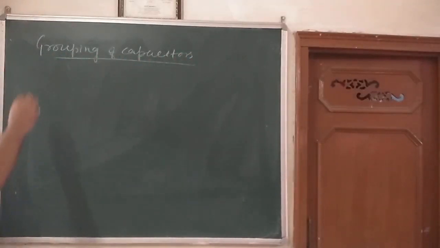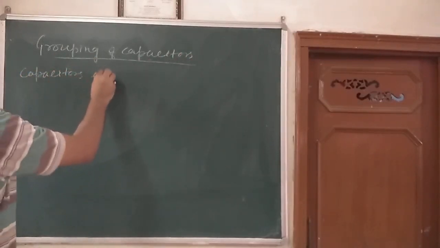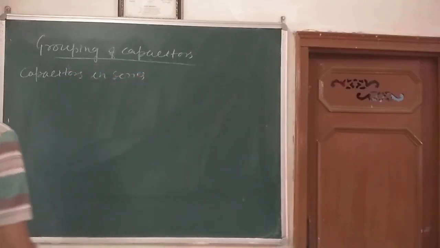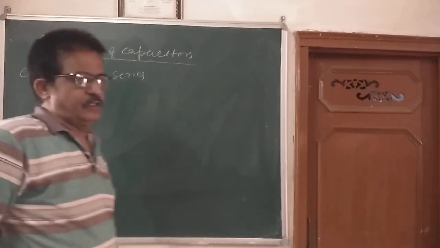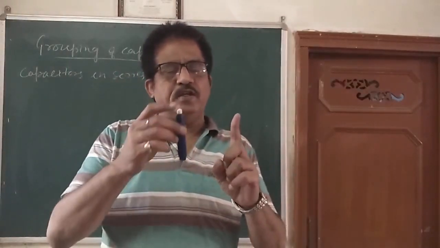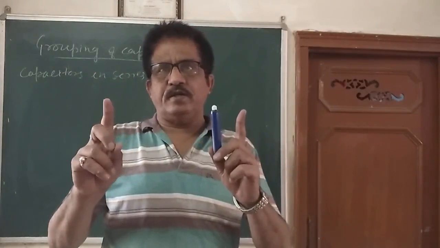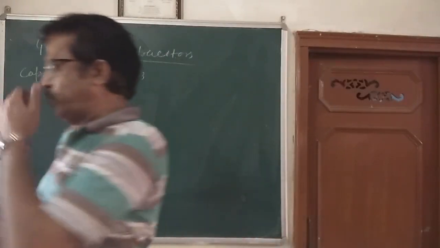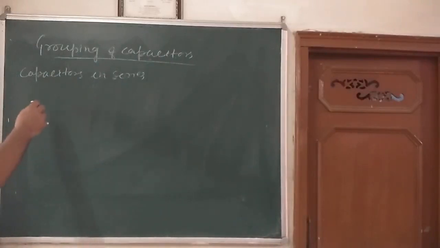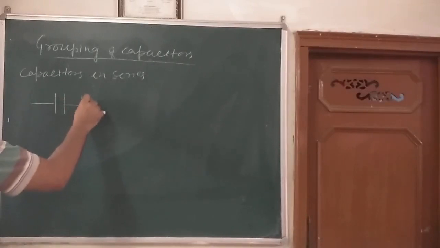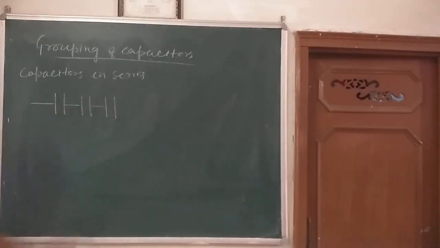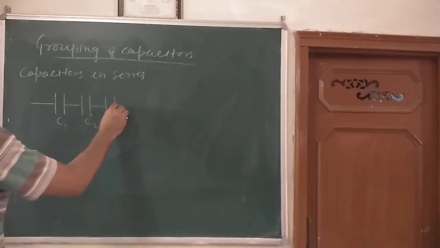Today we are going to see capacitors in series. For that we are taking three capacitors. Suppose this is the first capacitor, here is the second capacitor, and here is the third capacitor, joined in a single line like this. These capacitors have the capacitances C1, C2 and C3 respectively.